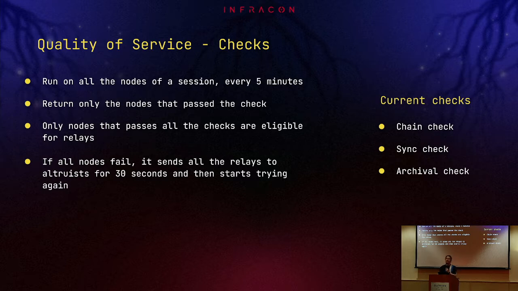Also, there's one last thing about that. In the unlikely case that all the nodes within a session fail for any reason, the session is marked as a failure. And for the next 30 seconds, all the relays are going to be made only using altruists. Then once those 30 seconds are over, they're going to be retried again, performing the checks first. That is to give the nodes within that session a little bit of time to recover.